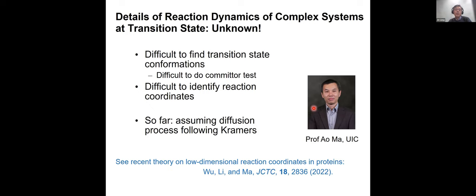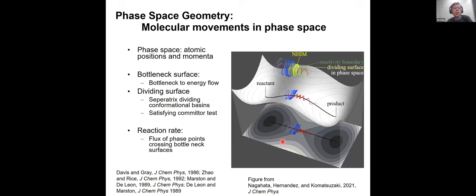But this picture has recently changed. My colleague, Professor Alma at UIC, had theoretical breakthroughs and has developed theories about low-dimensional reaction coordinates in proteins, even in very complicated systems. Another way to look at this problem in the community is to look at the phase space geometries. Basically, we look at the molecular movements in phase space.